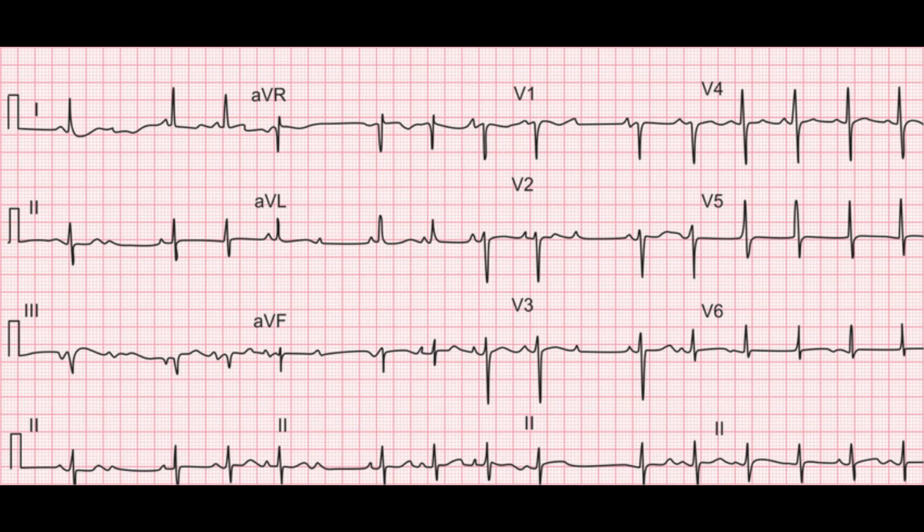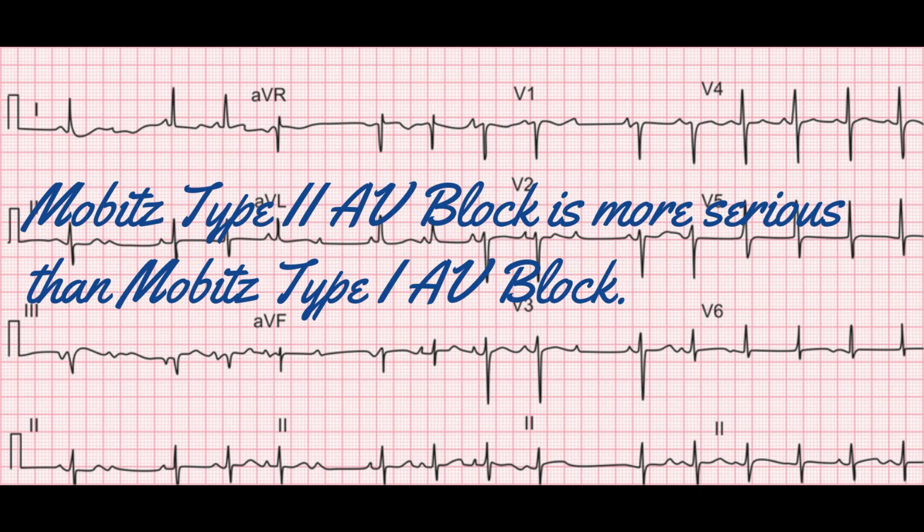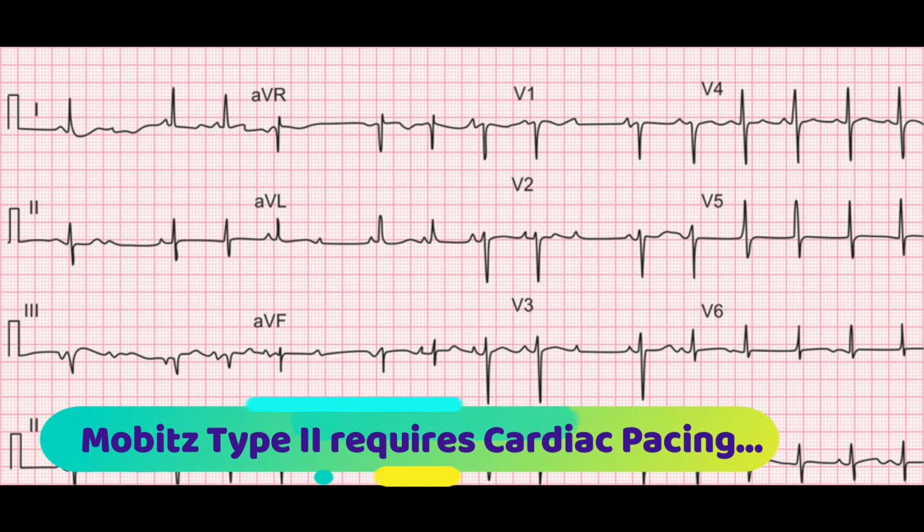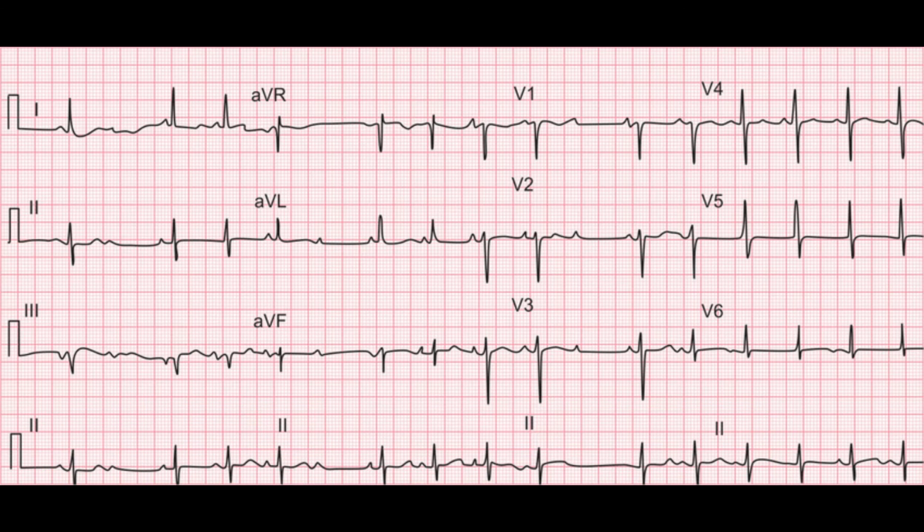This block is more serious than Mobitz type 1 because it signifies severe disease, sclerodegenerative disease usually. And these patients can progress to complete heart block and they may require pacing. So prophylactically, we usually pace them when the patient comes with Mobitz type 2 AV block.